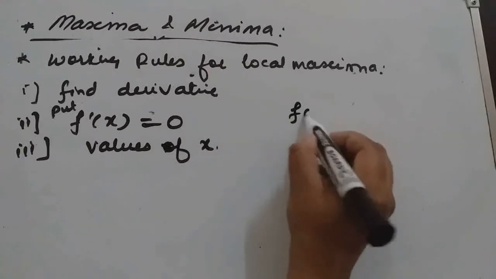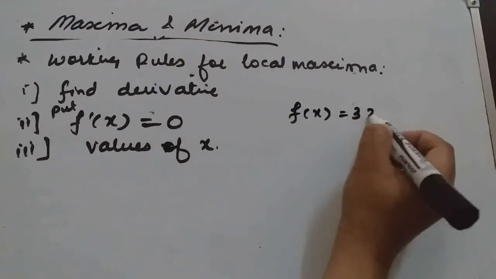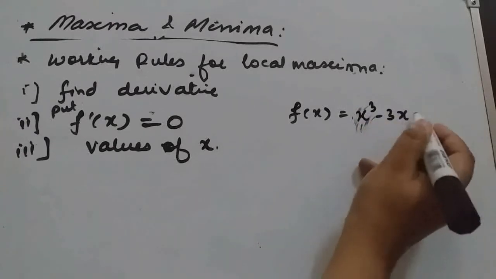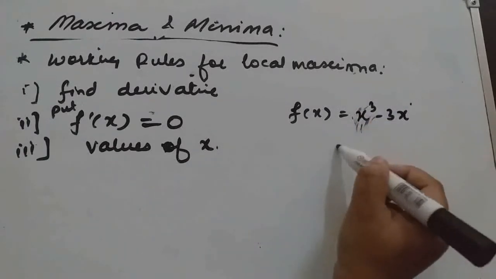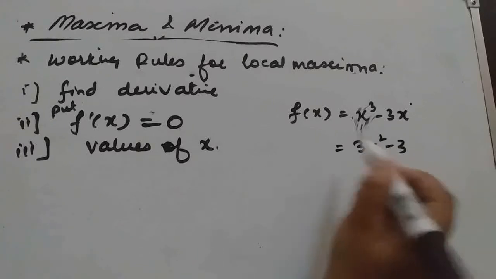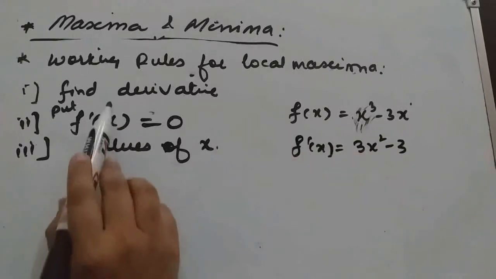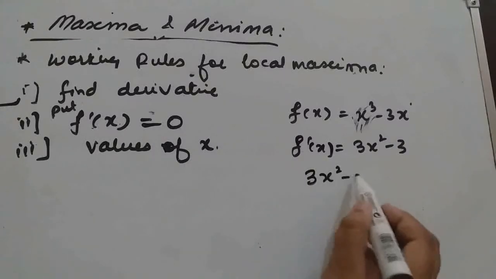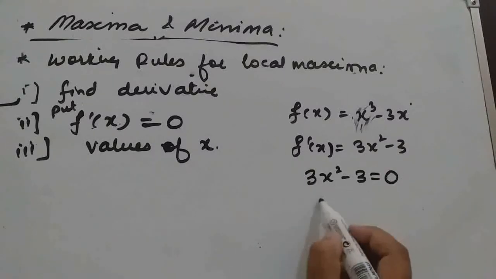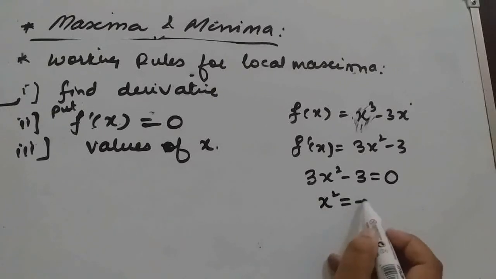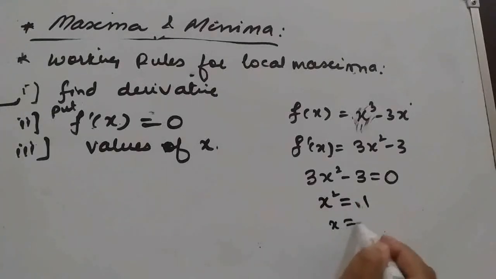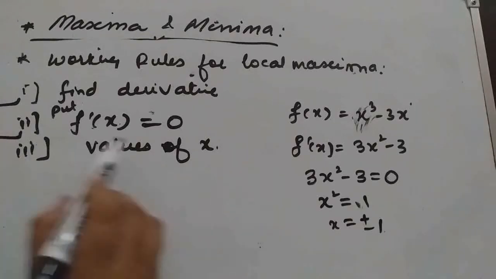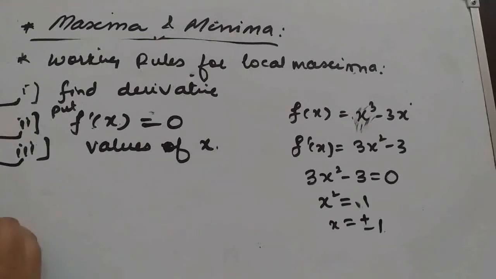We can take the same example, x cube minus 3x I took, no? So 3x square minus 3, f dash of x, first step, derivative. Put f dash of x equal to 0. So 3x square minus 3 is equal to 0. So x square is 1. So x is plus minus 1. Put f dash of x 0 over, values of x we got, second step over.